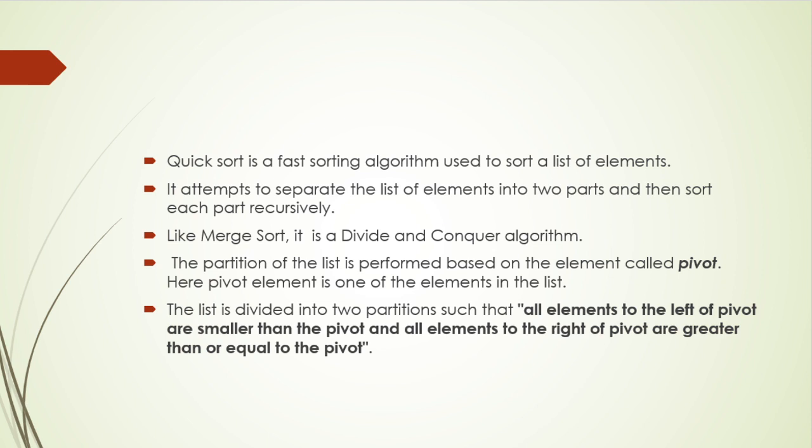The list is divided into two partitions, such that all elements to the left of the pivot are smaller than the pivot element, and all elements to the right of the pivot are greater than or equal to the pivot element.